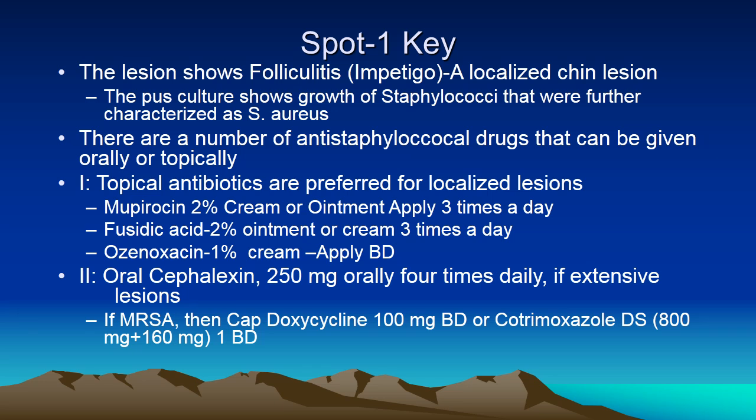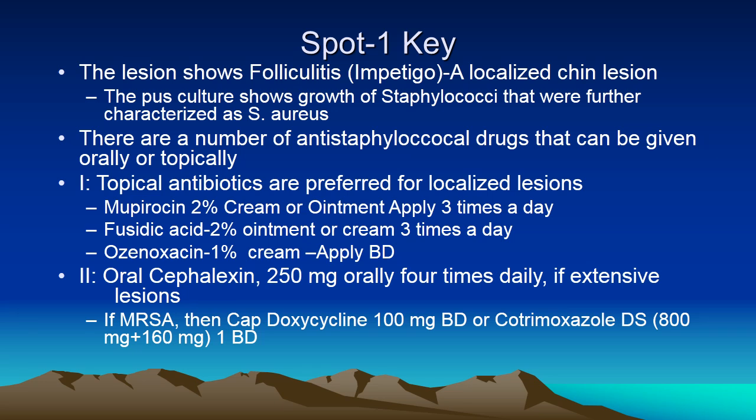Therefore, there are two types of drugs available as anti-staphylococcal drugs, topical and oral. Usually for localized areas, topicals are used such as mupirocin 2%, fusidic acid 2%, and ozenoxacin 1%. Most of them are applied 2 to 3 times daily. If extensive and required, oral cephalexin 250 mg 4 times daily is indicated.